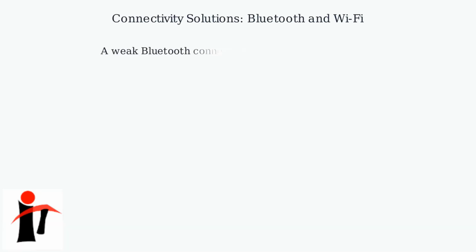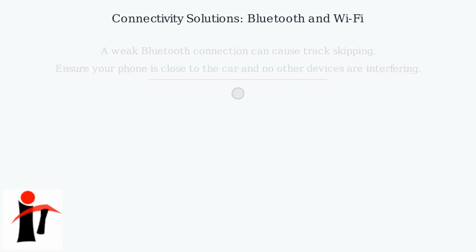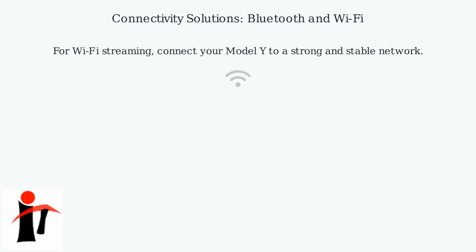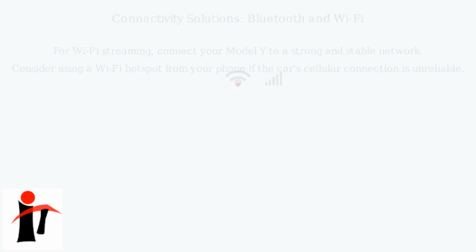A weak Bluetooth connection can cause track skipping. Ensure your phone is close to the car and no other devices are interfering. For Wi-Fi streaming, connect your Model Y to a strong and stable network. Consider using a Wi-Fi hotspot from your phone if the car's cellular connection is unreliable.